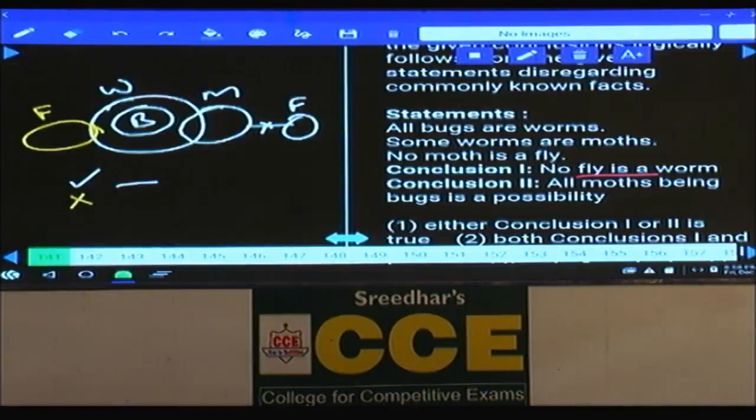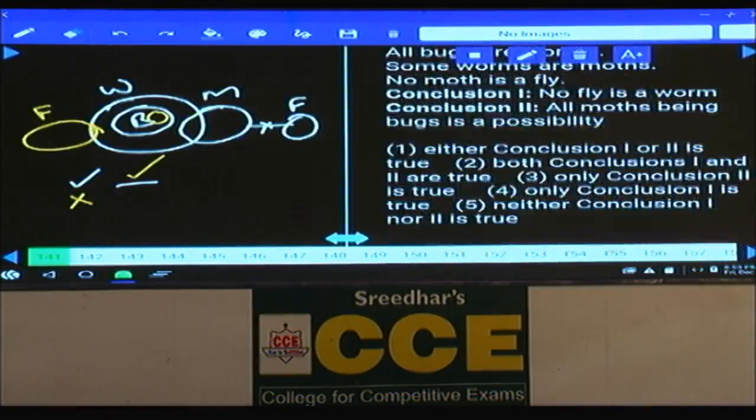Then coming to the second, all moths are bugs is a possibility. All moths are bugs means tell me whether all these moths can be written like this or not. Yes. Hence, what is your answer? Only 2 follows. Only conclusion 2 follows, that is choice 3.